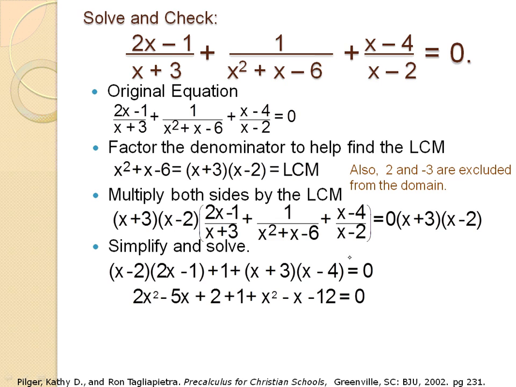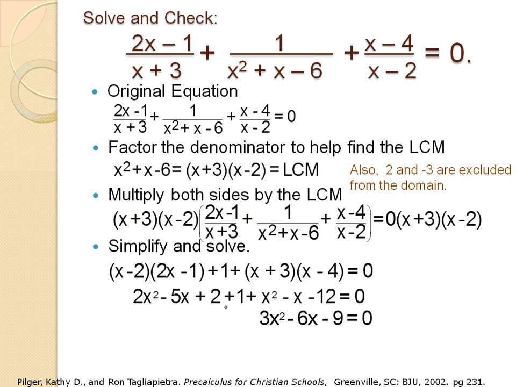Now simplifying this, you can multiply this out, which gives you this 2x squared minus 5x plus 2. Still have our plus 1 here. Multiply this part out, x squared minus x minus 12. Combine any like terms that we have here. We have 2x squared plus x squared is 3x squared. Negative 5x minus x gives us this negative 6x. 2 plus 1 minus 12 gives us that negative 9.